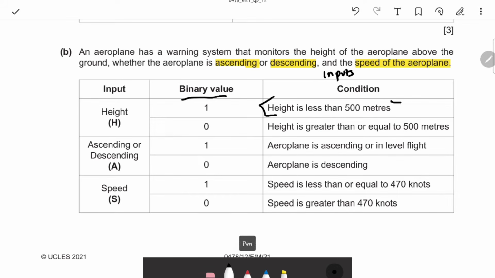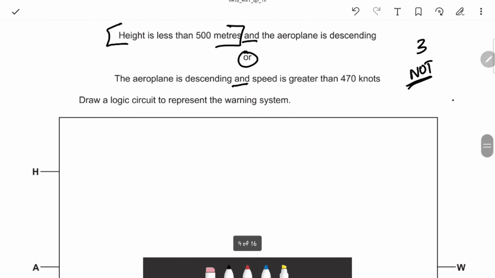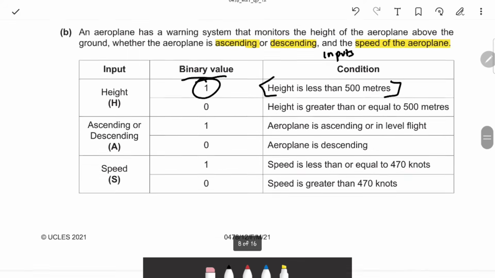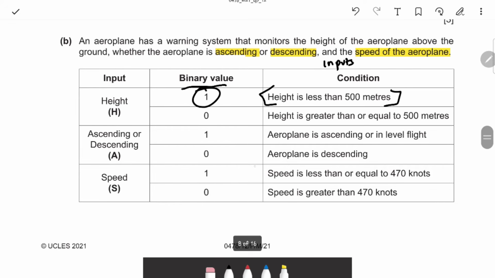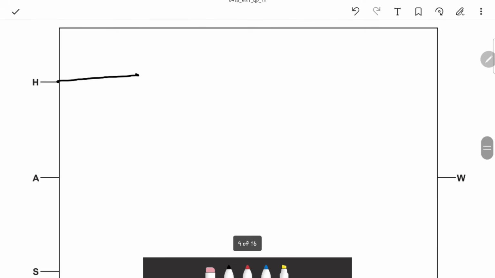And I've found it here. The height is less than 500 meters and it's 1. That means that it will happen, because remember it said whenever it's 1, it will sound the alarm. So when it is there, you just connect it. And remember it says and the aeroplane is descending. You can see aeroplane descending is 0. That means not 1. Okay, so not A. This means I do a NOT gate.